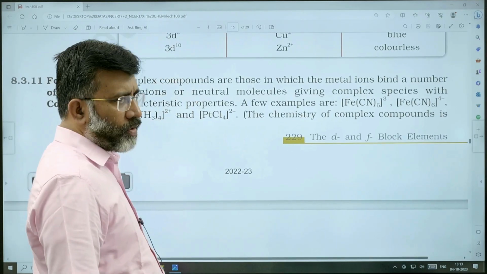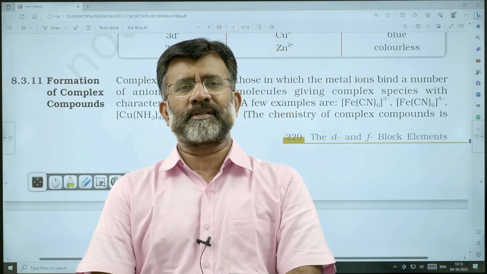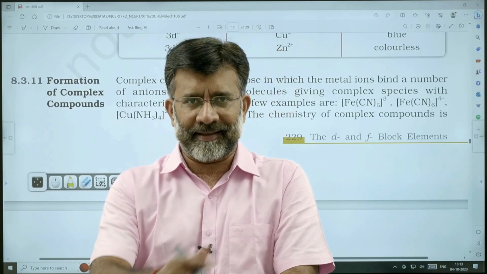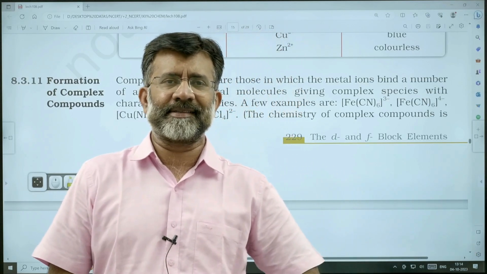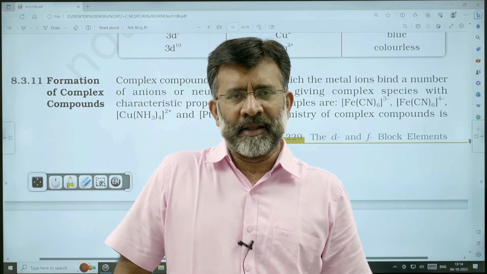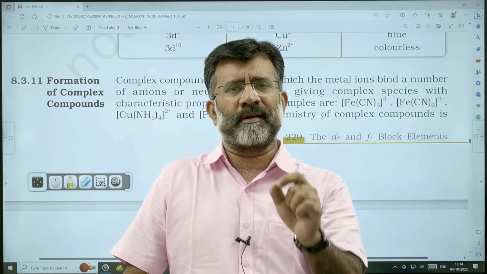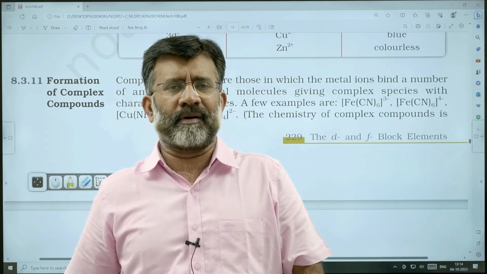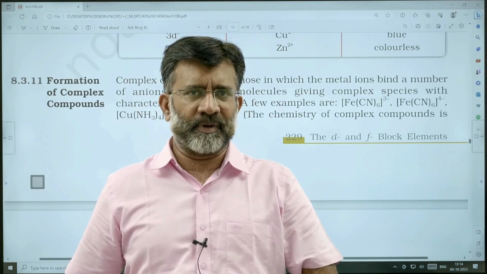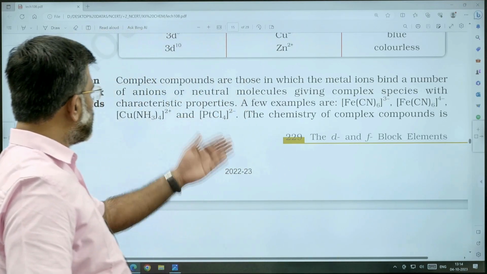Formation of complex compounds. Complex coordination chemistry, we are learning another important chapter. The very next chapter to d and f block is coordination chemistry. Right? Coordination chemistry is greatly devoted to the contribution of transition metals. Transition metals are mainly contributing various complex molecules, coordination compounds, all of you know. A few examples are given.